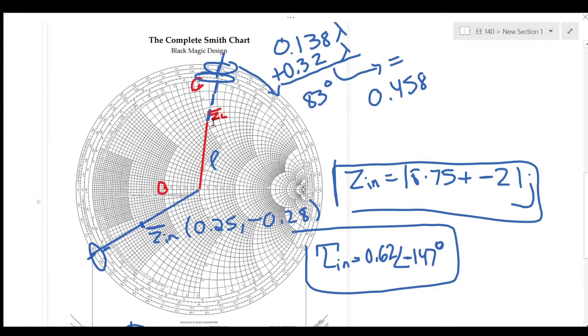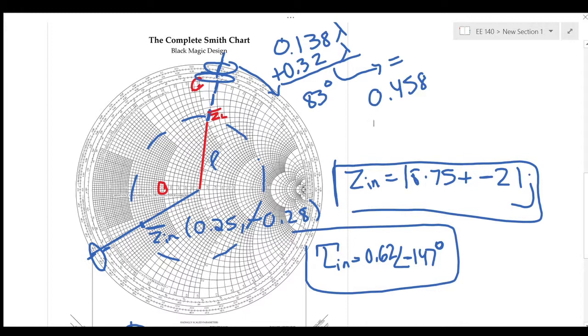And if we were to take a rho, this radius, and we just made a circle, that circle would be our constant VSWR circle. That would be our VSWR circle. So like this circle has the same rho, so it has the same radius.